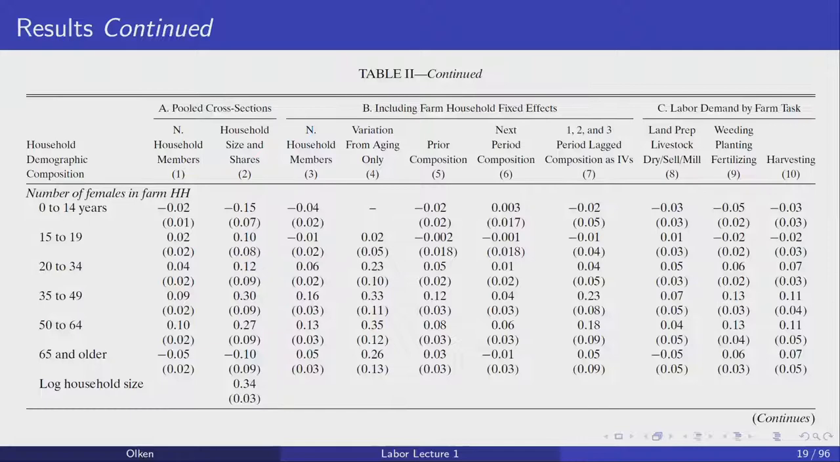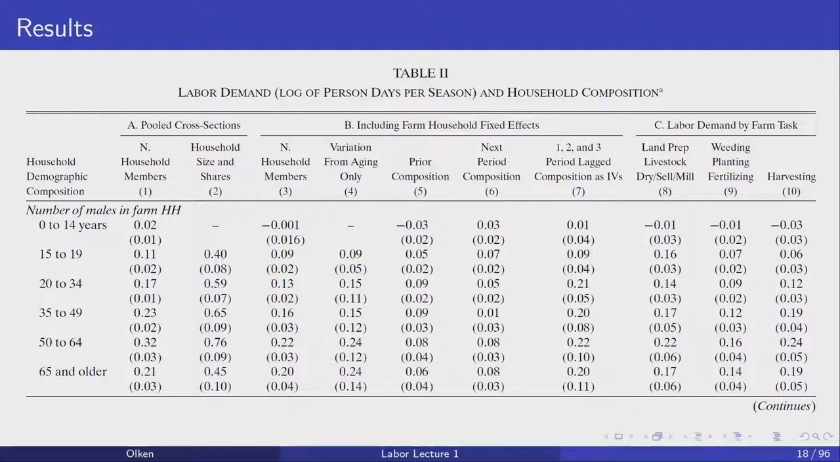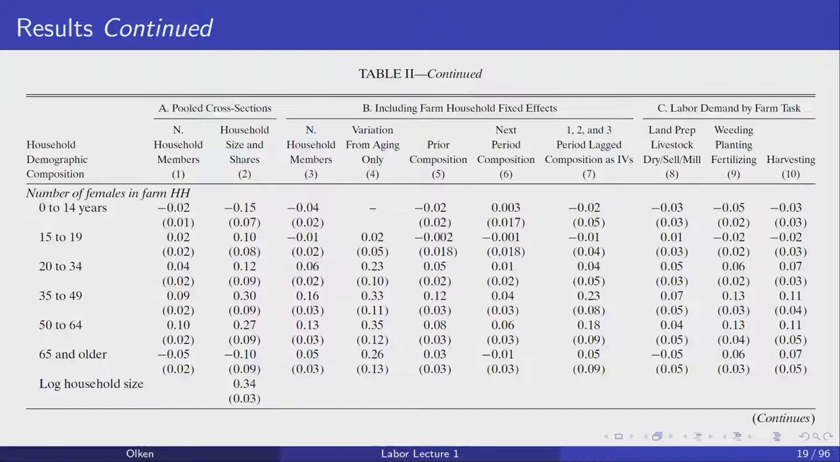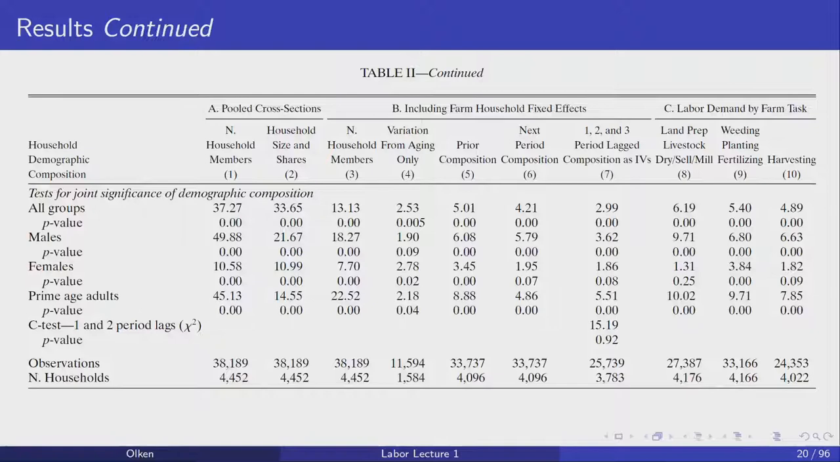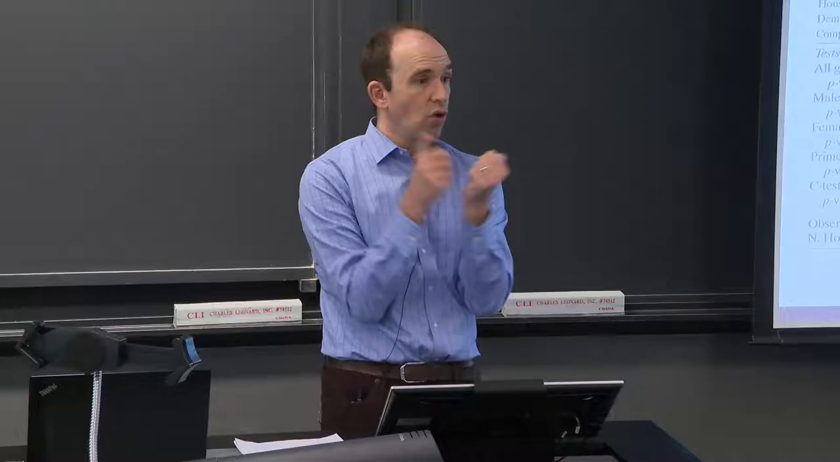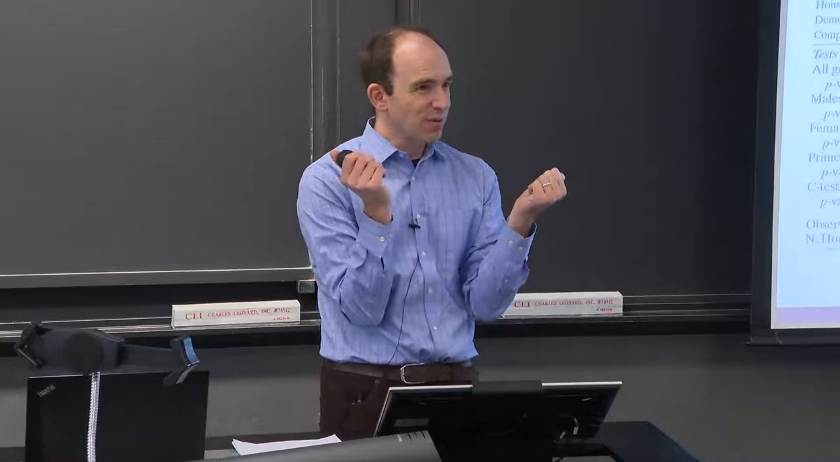It does look like, for example, in this age range, the 15 to 19 year olds, you're getting impacts on labor demand from boys, but not from girls. In other age ranges, you get it from both. But the key thing of all of this is these joint tests, right? If we want to reject separation, we just want to do a joint test that all of these demographic variables are not predicting labor demand, right? And that's what this is right here.